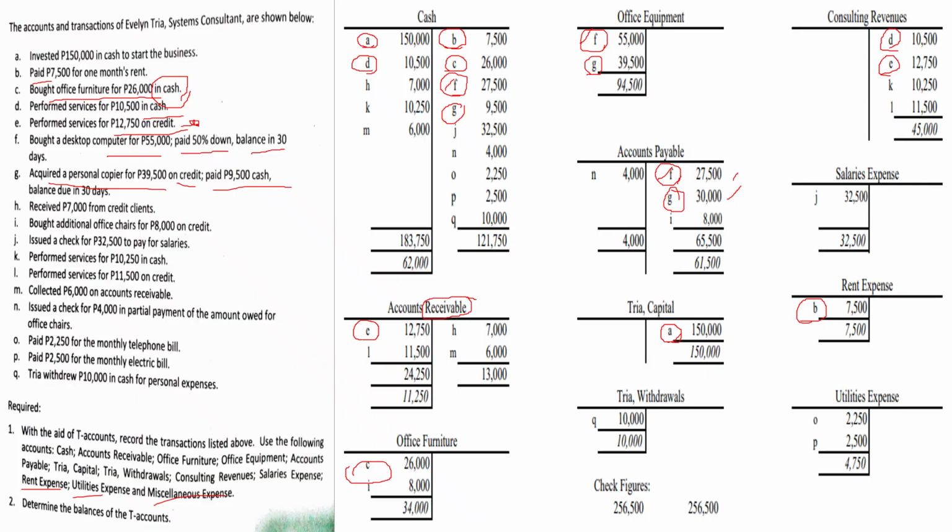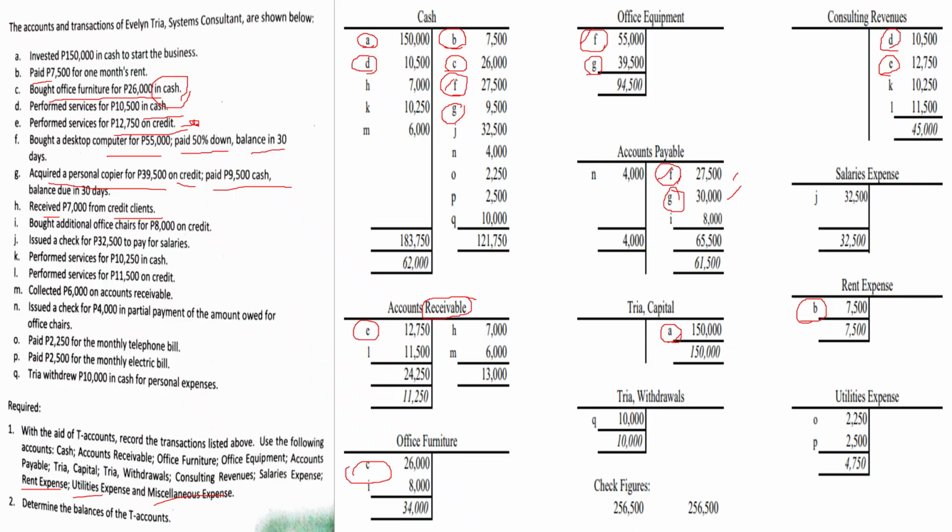We receive 7,000 from credit clients. Okay, so credit clients means somebody whom we have a receivable with. So in the past, we had transactions with them, but they did not pay us yet. This time on letter H, we collected. We received our receivable. Therefore, our receivable will decrease because it has been received.